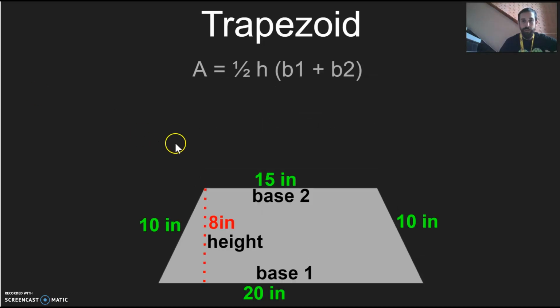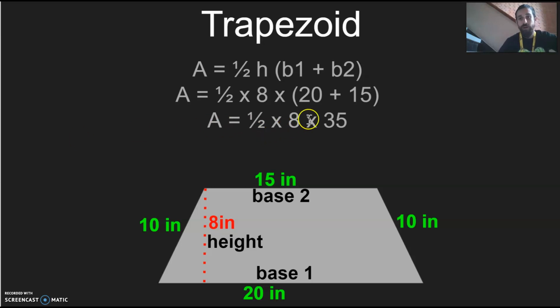Let's practice, okay? So I like the 1/2 height times base 1 plus base 2. Okay, we know base 1 and base 2 are here, and we know that we need to multiply it by the height and half. So it ends up looking like this. 1/2 times 8, so half of 8, times 20 plus 15, okay? So let's take that one step at a time. If I do this, 20 plus 15 is how we got 35. Then we're going to have 1/2 times 8 times 35.